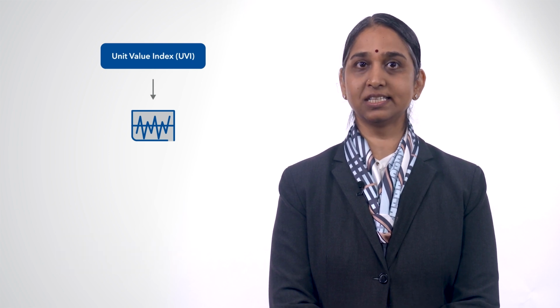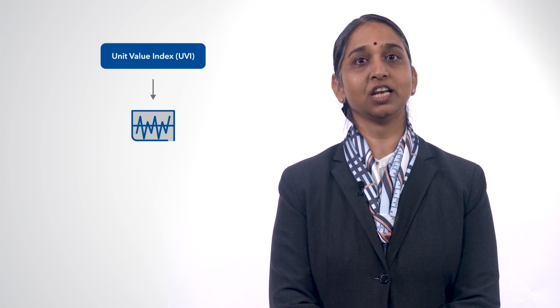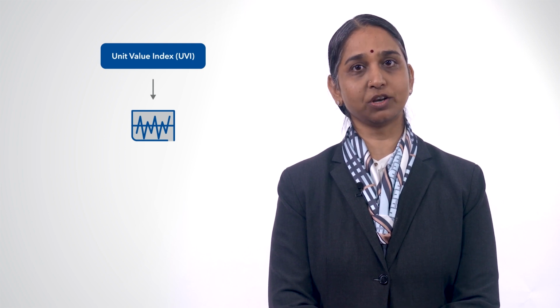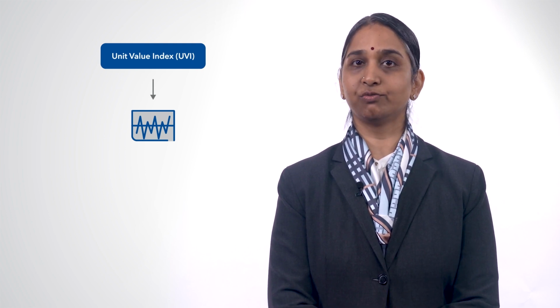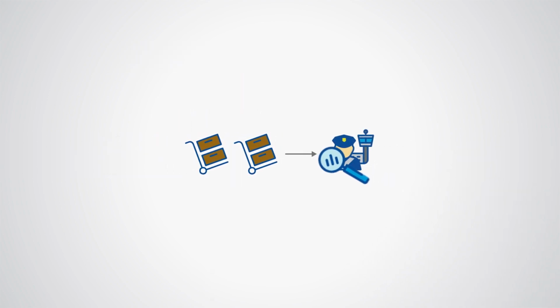A UVI may be too volatile and its constituent unit values may be excessively dispersed if the classification includes a heterogeneous assortment of a variety of goods. For goods known to be homogeneous, however, a volatile or dispersed set of customs data is still the best option to use.